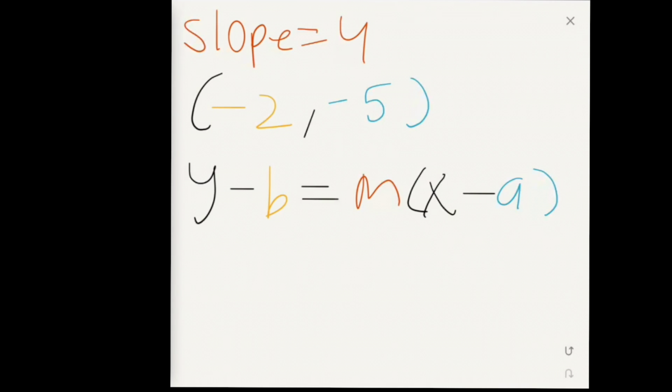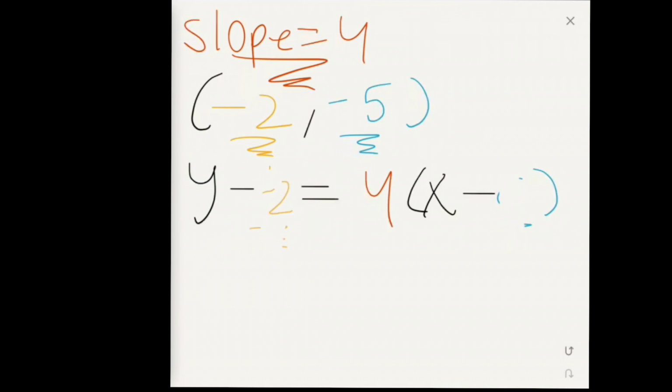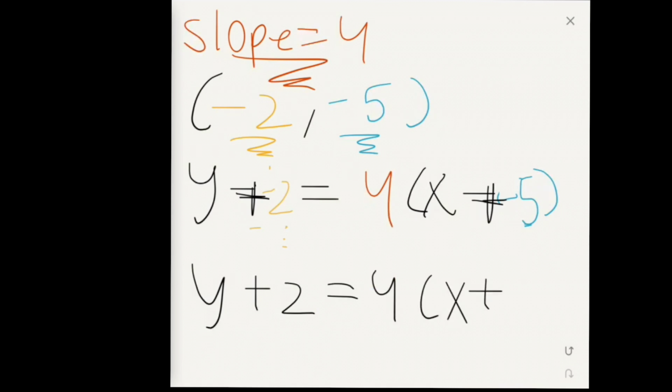Now, we do know the slope, and remember, in this type of linear function, m represents the slope. So we can replace the value of m with the slope 4. And we know that -2 and -5 are a and b, respectively. So we can replace a and b with -2 and -5. Now keep in mind, because there are two negatives, it creates a positive. So your final equation should be y plus 2 equals 4 times x plus 5.